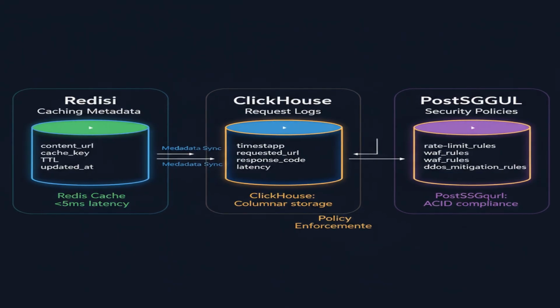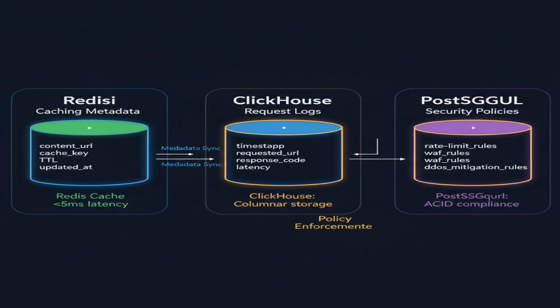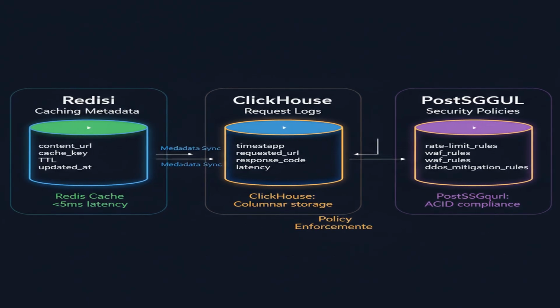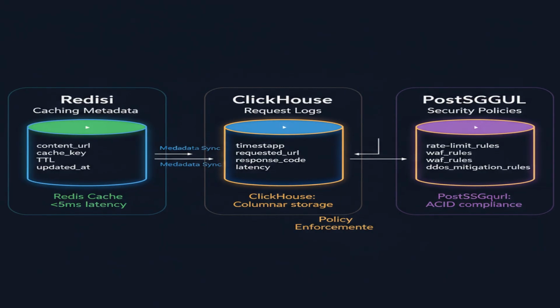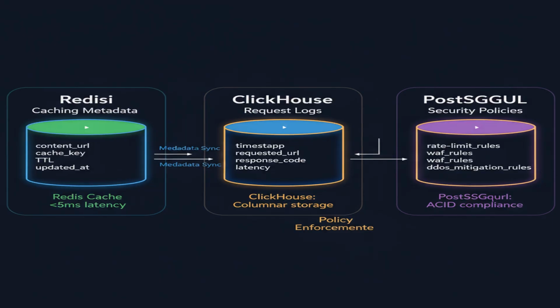For request logs, we'll use ClickHouse, a columnar database optimized for analytics. The schema includes the timestamp, client IP, requested URL, response code, and latency. Finally, for security policies, we'll use PostgreSQL. It supports ACID properties and complex queries. The schema includes rules for rate limiting, WAF, and DDoS mitigation.